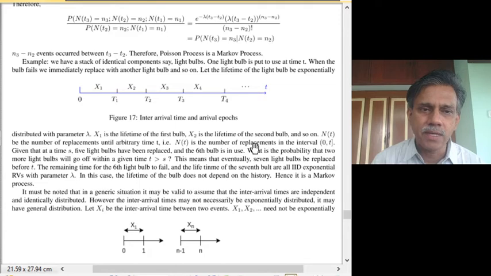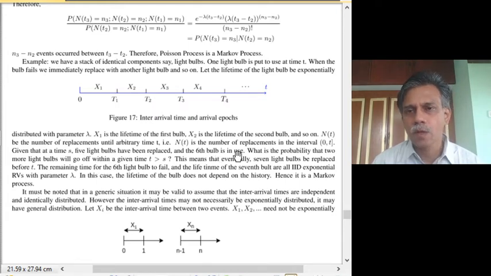So what happens here is, at a time t, we know that 5 bulbs have been used and then replaced, and a 6th bulb is in use. Which means that the time t is more than the sum of the lifetimes of bulbs 1 to 5: X1 plus X2 plus X3 plus X4 plus X5 is less than that time. Then only 5 bulbs have been replaced. Then the sixth one is under use, which means that X1 all the way up to X6 is greater than t. That is why the sixth bulb is still in use.